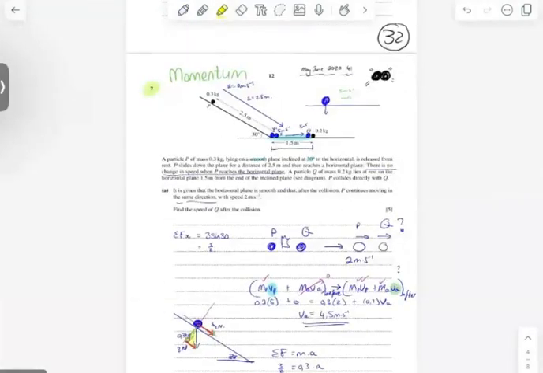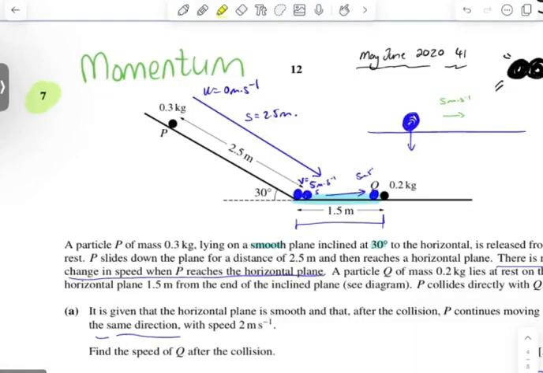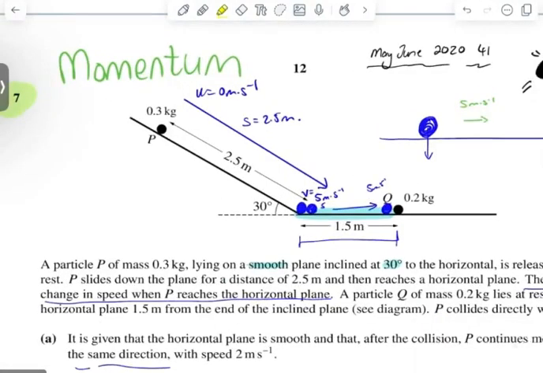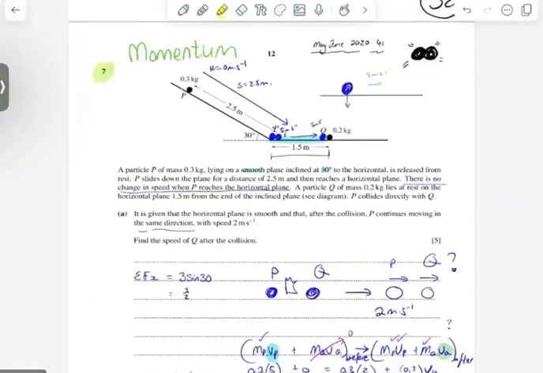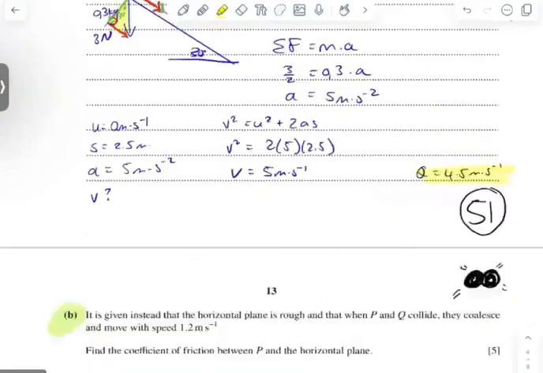All right, so can you see we had to first resolve the forces on this particle to understand what the acceleration is. Once we had the acceleration, we could use SUVAT on an inclined plane to get the velocity at the bottom of the plane. Once it's on the horizontal plane, it's no longer accelerating or decelerating, and so we can use that same velocity as it collides with particle Q. Okay, let's go into part B of this question.